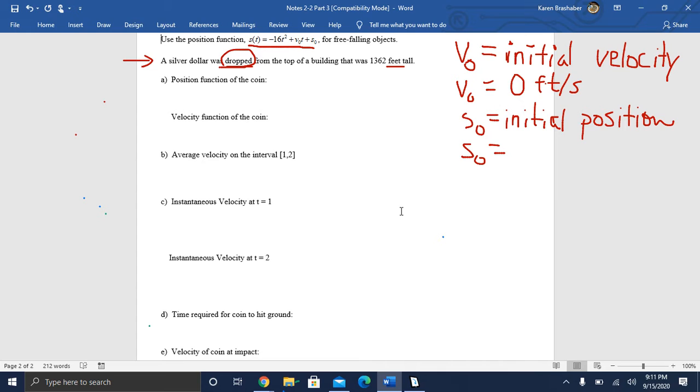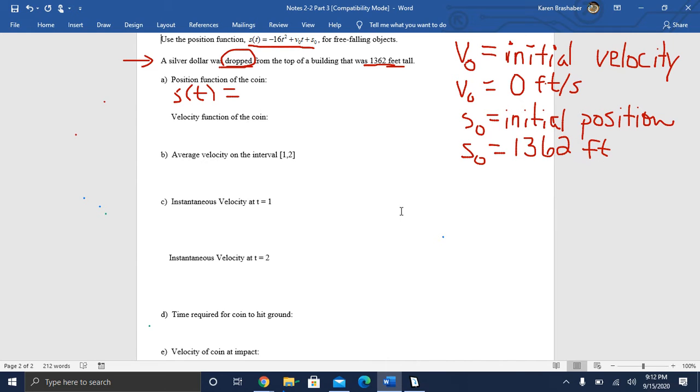And then we'll look at the S of t also, or excuse me, in the S of t, there's also an S of 0. That stands for initial position. So where was this object when the time count began? And that would be at the top of the building, which was 1,362 feet. So you have the initial position.